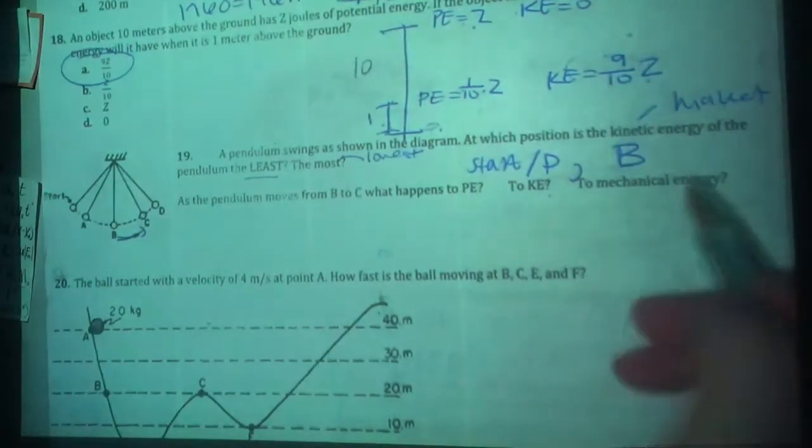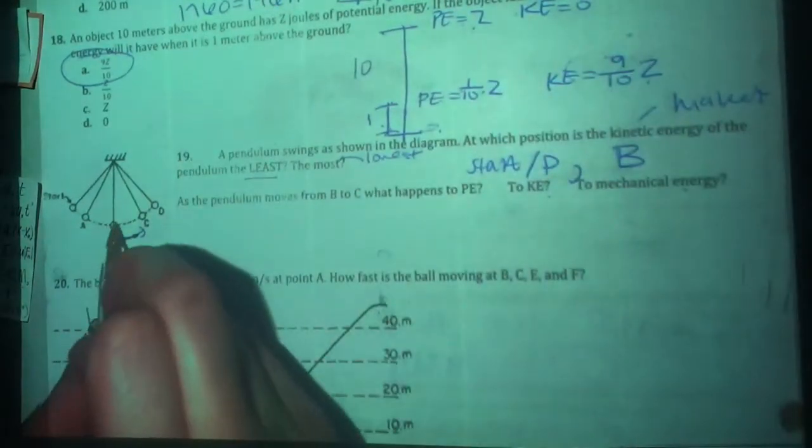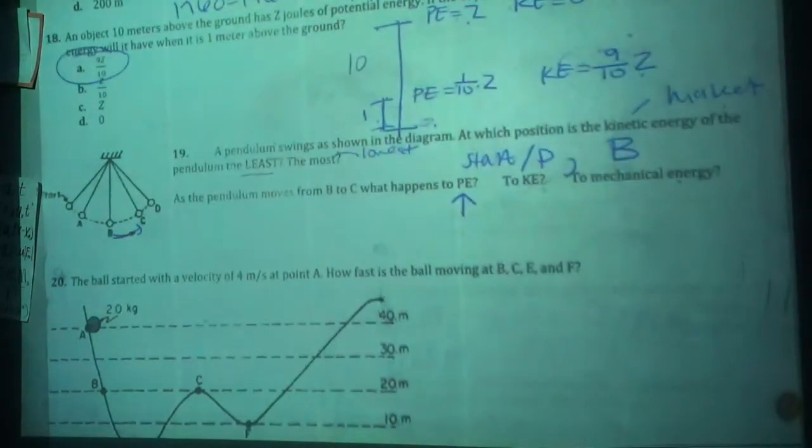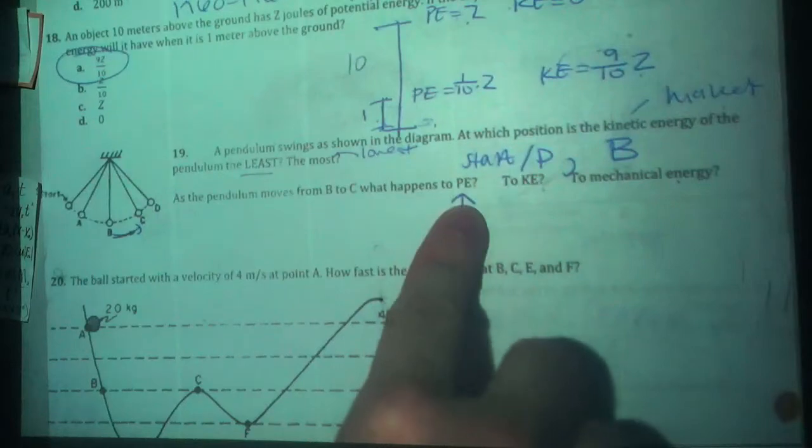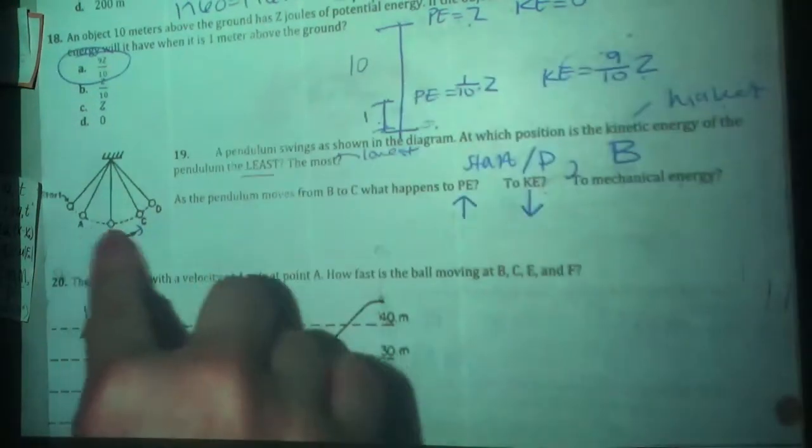As it goes from B to C, what happens to potential, kinetic, and mechanical? Well, potential depends on height. You are increasing your height, so the potential energy is increasing. If you're gaining potential, that has to come at a cost. That means your kinetic must be decreasing, and that makes sense because it gets slower on its way up. And your mechanical energy is like your total, and this should always stay the same because energy is conserved.